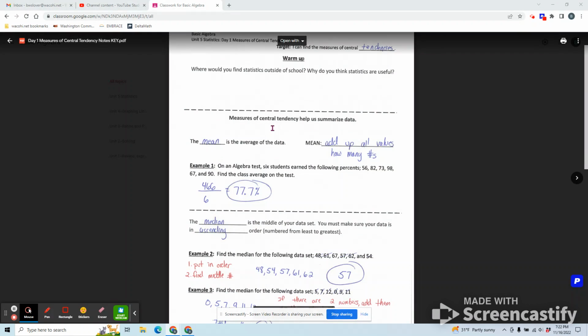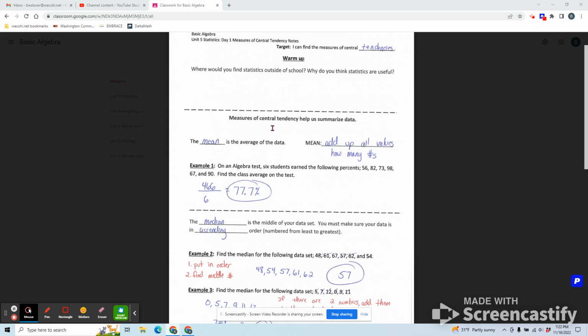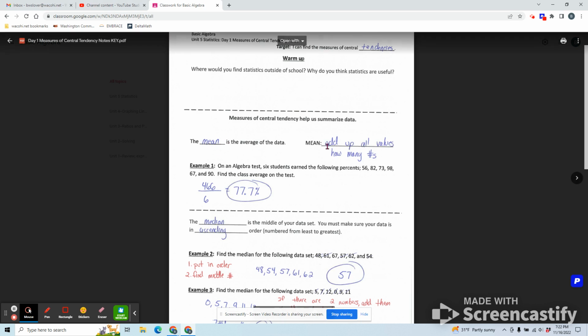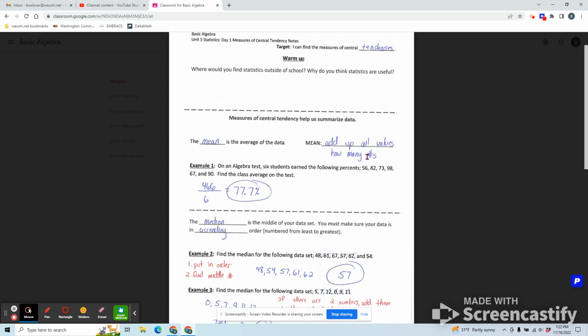So measures of central tendency help us summarize data. There's three different things that we're going to talk about for the measures of central tendency. First being the mean. So the mean is the average of the data. And the mean means you're going to add up all of your values and you're going to divide by how many numbers you have or how many data points you have.